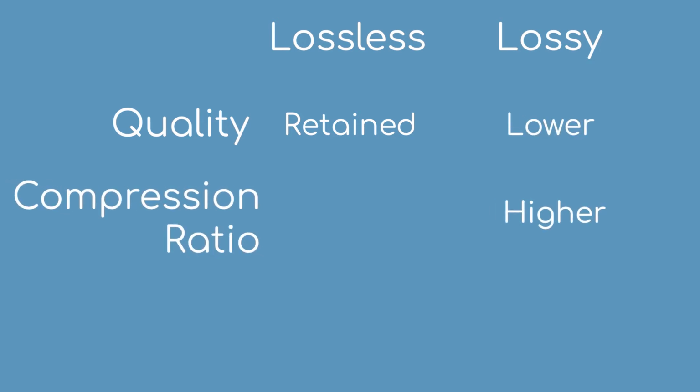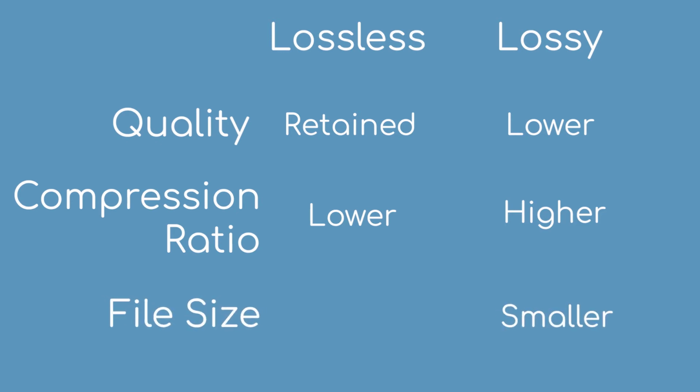Lossy compression, on the other hand, compresses data at the expense of data being disregarded or approximated. This means that a higher compression ratio is used, and we can't ever achieve our original data again. It does, however, have a significantly smaller file size than if we were to use lossless compression.